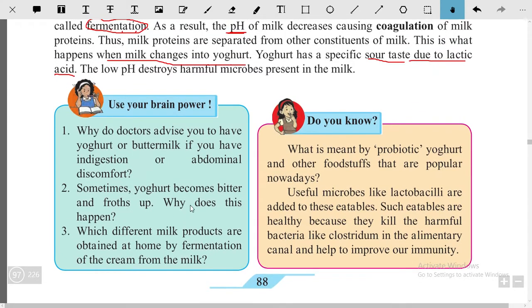Now see, do you know what is meant by probiotic yogurt and other foodstuffs that are popular nowadays? Probiotic yogurt and other foodstuffs are popular nowadays because useful microbes like lactobacillus are added in these eatables.